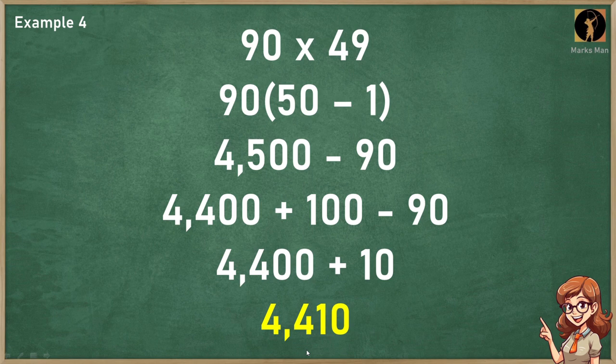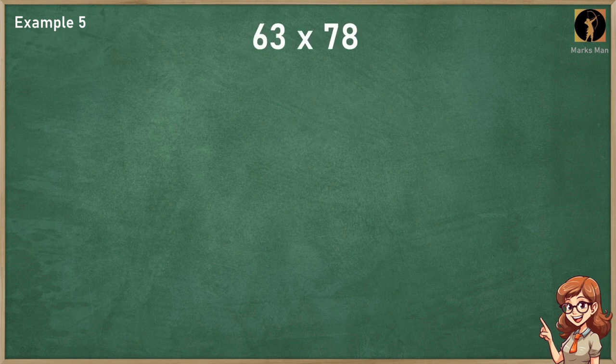I hope that's clear. Next example, here we have a different problem. Here we have a 2-digit number multiplied to a 2-digit number. Here we have a 2-digit number that has a non-zero digit at the end, multiplied to a 2-digit number that has no 9 digit at the end. So we have different steps here.